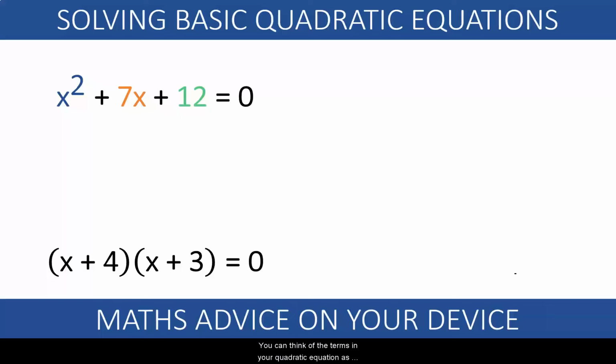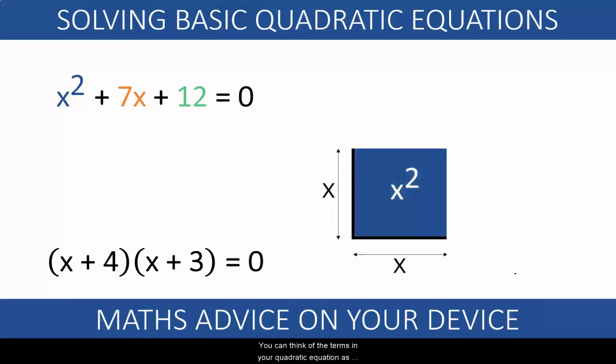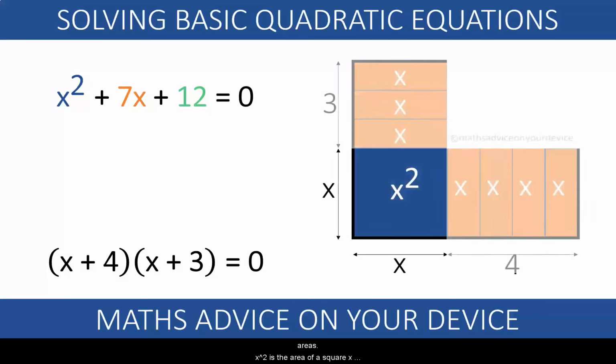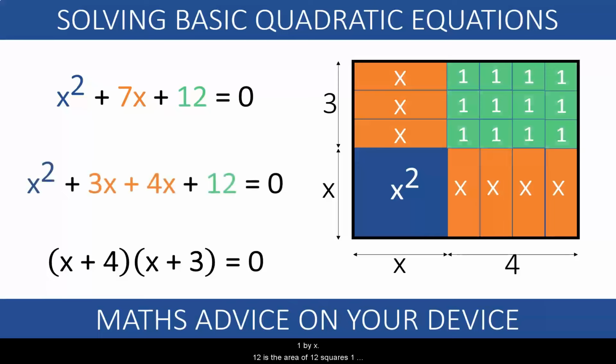(x plus 3). You can think of the terms in your quadratic equation as areas. x squared is the area of a square, x by x. 7x is the area of 7 rectangles 1 by x. 12 is the area of 12 squares 1 by 1. Notice that we arrange them to fit into a perfect rectangle. This rectangle has base x plus 4 and height x plus 3.